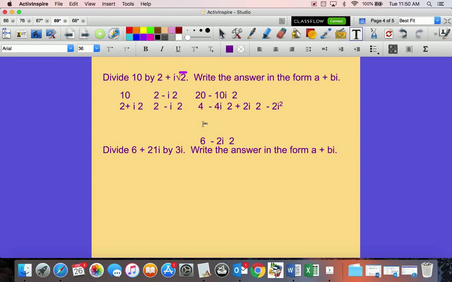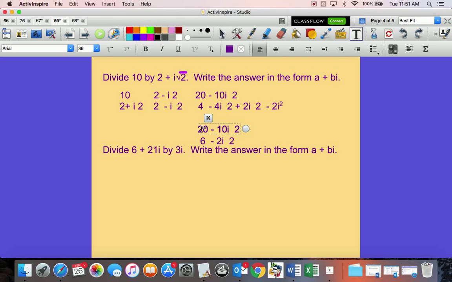On the top, we would still have this 20 minus 10i square root of 2. And then what should happen here is, we still have an i down here.